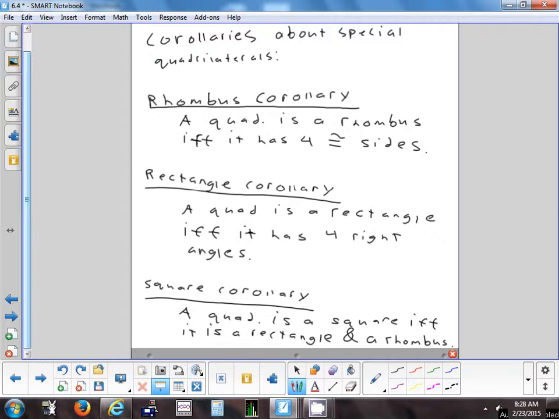There's really nothing new here. You pretty much could have gotten all these corollaries from the definitions. That's why it's a corollary. It's not really anything that new. It's just rewording something you already know.